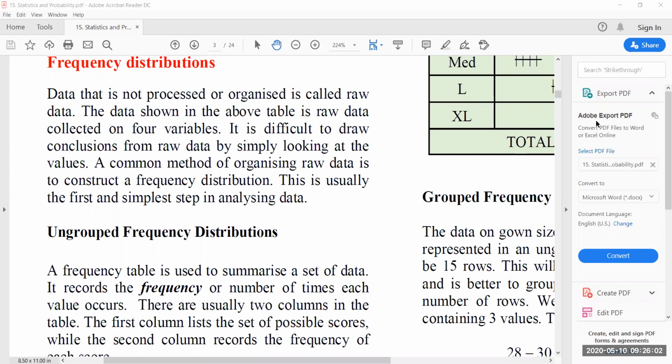Let's just say you send out a questionnaire. The information that you collected from the questionnaire without actually tallying anything, that's the raw data that you are collecting, right? So the data shown in the above table is the raw data collected from 4 variables. Now it is difficult to draw conclusions from raw data by simply looking at the values. A common method of organizing raw data is to construct a frequency distribution. This is usually the first and simplest step in analyzing data.